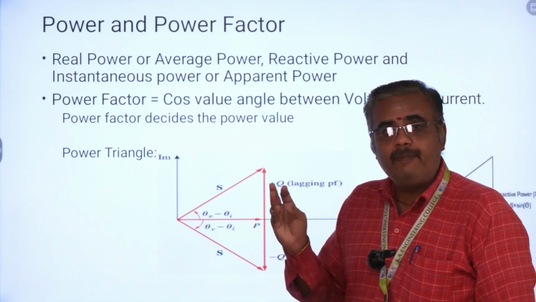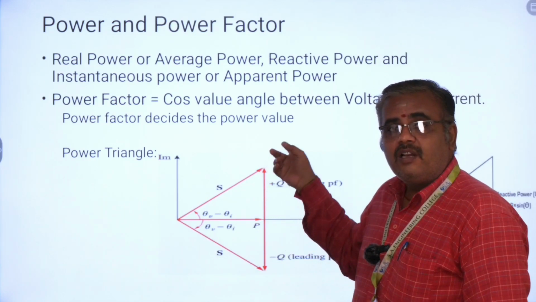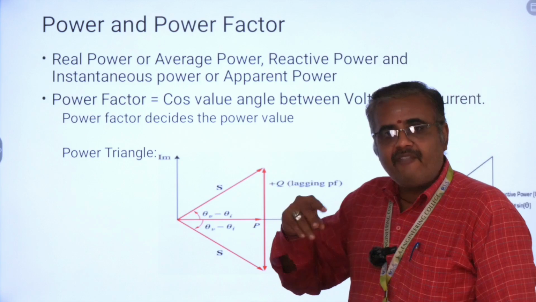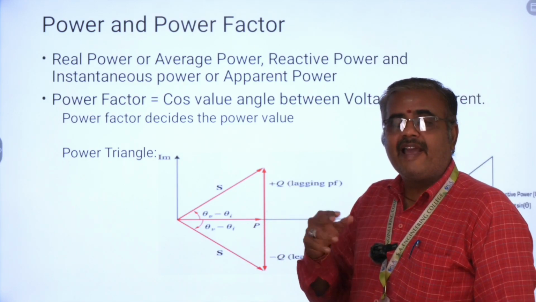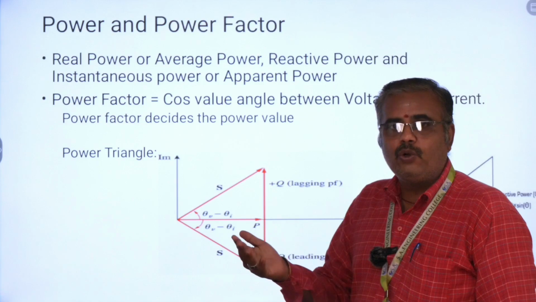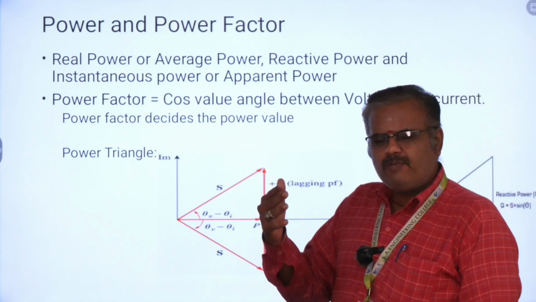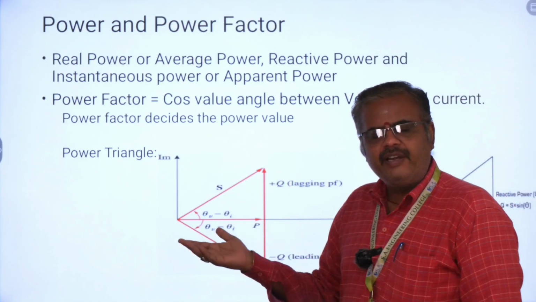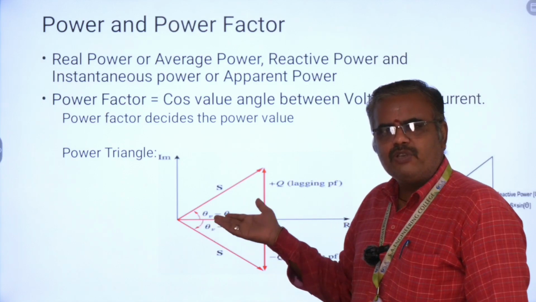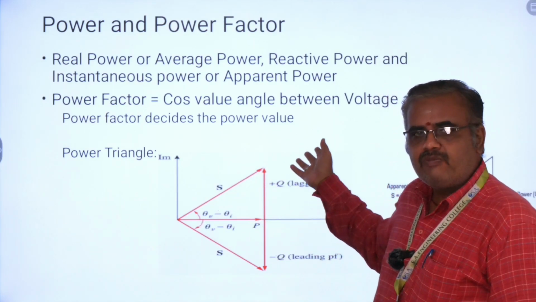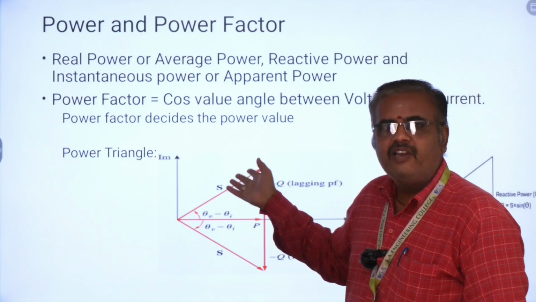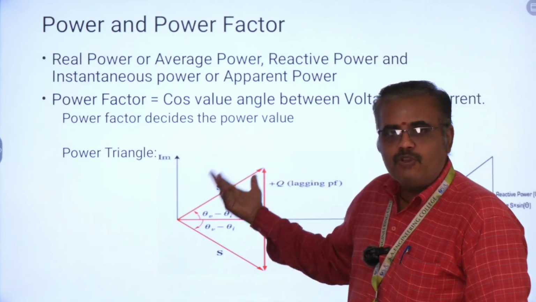Therefore the power factor will be equal to 1. When we consider inductance, the power factor is cos 90 degrees, because the angle between voltage and current is 90 degrees. Therefore cos 90 is equal to 0, so the power factor for inductance is 0. Likewise for capacitance it is 90 degrees again, therefore the power factor will be 0.